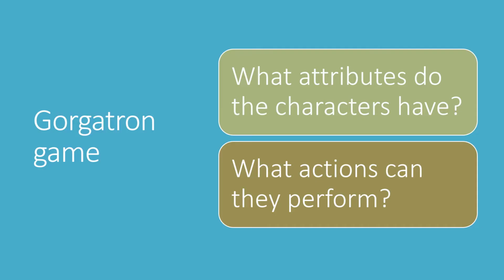So having talked about all of that, let's create a Gorgatron game. You know the rules of the game, we've created it several times using different programming methods. Well, this time we're going to create it using object-oriented programming. In the Gorgatron game, what are the attributes of the game characters, the hero and Gorgatron, and what actions can they perform? Let's make that happen now.